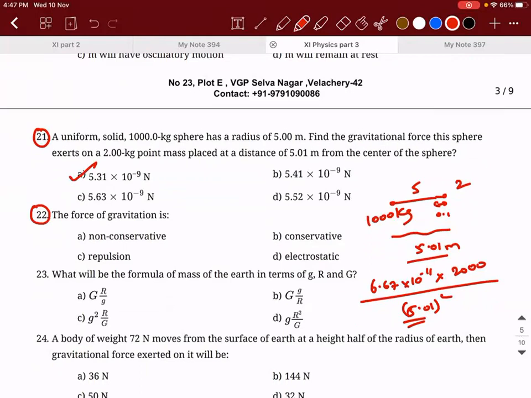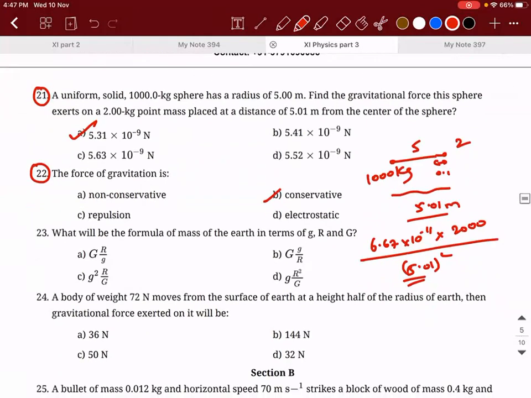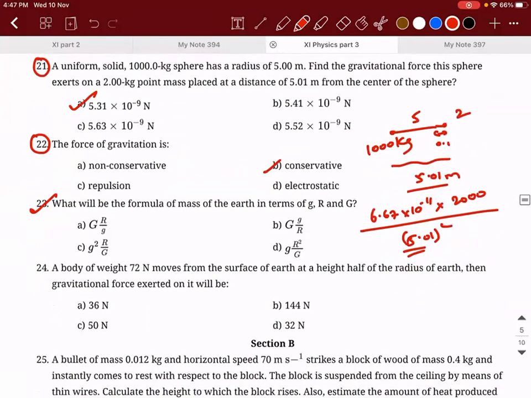22nd. The force of gravitation is non-conservative or conservative? Conservative. It is conservative because it is gravitational force. What will be the formula for the mass of the earth in terms of g, that is acceleration due to gravity, radius, and capital G? So we know that small g is equal to GM divided by r square. So M will be equal to g r square divided by capital G. Option D. So 23rd, yes, it is D.